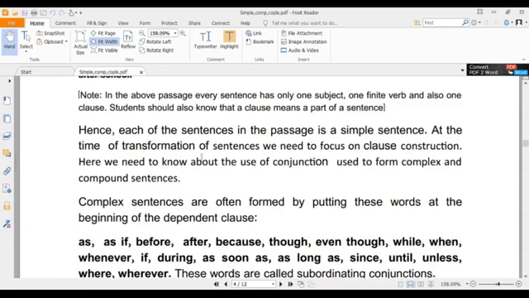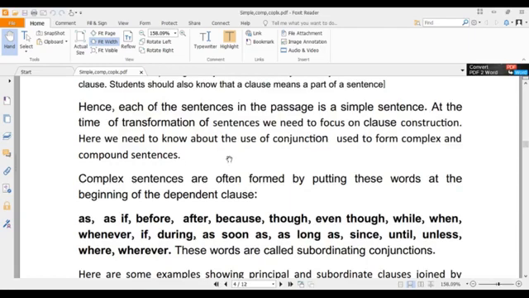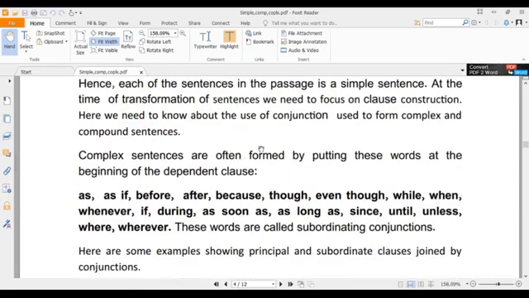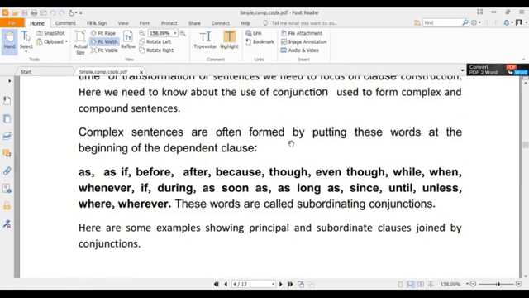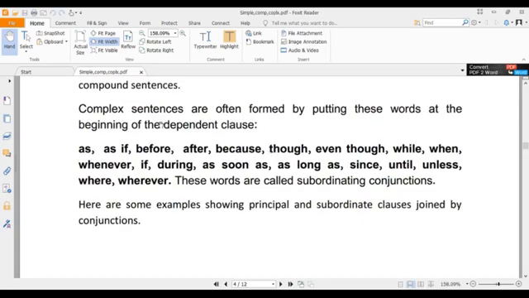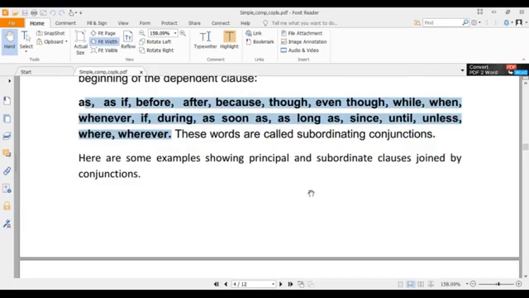At the time of transformation of sentences, we need to focus on clause construction. Here we need to know about the use of conjunctions used to form complex and compound sentences. Complex sentences are often formed by putting these words at the beginning of the dependent clause. That is, when a complex sentence is formed, these words are used at the beginning of its subordinate clause. These words are called subordinating conjunctions. Here are some examples showing principal and subordinate clauses joined by conjunctions.